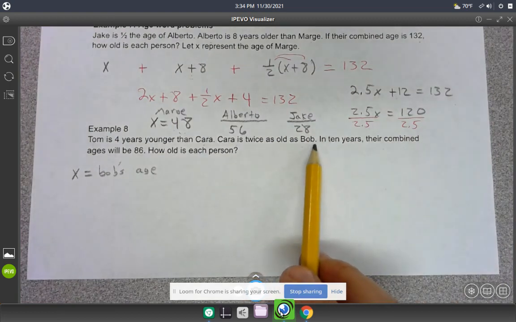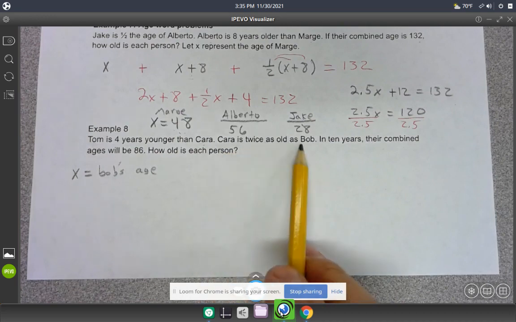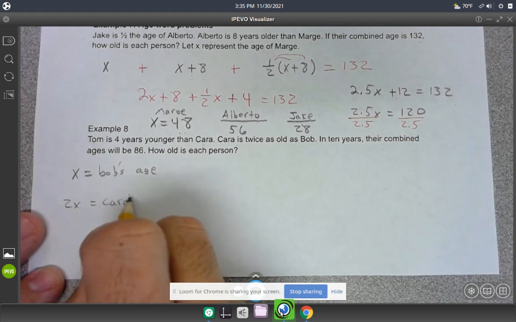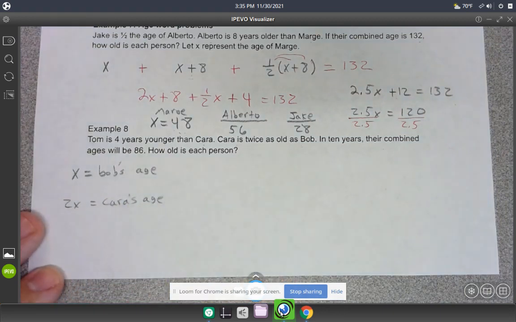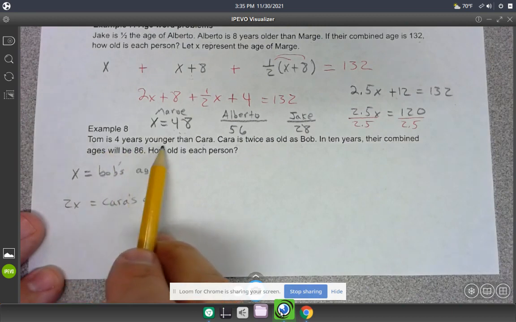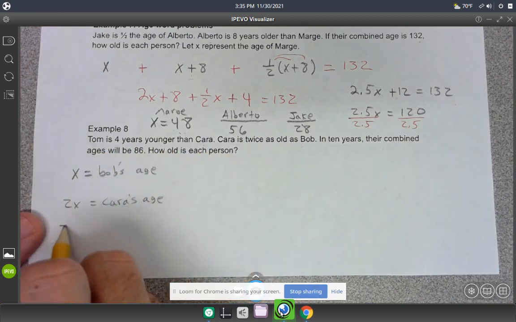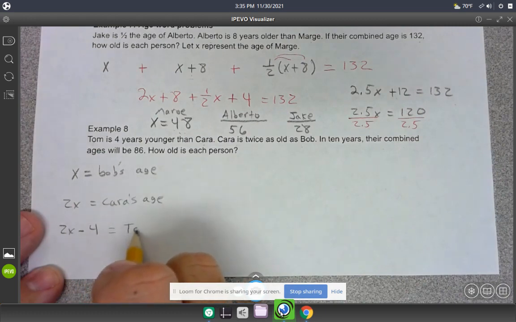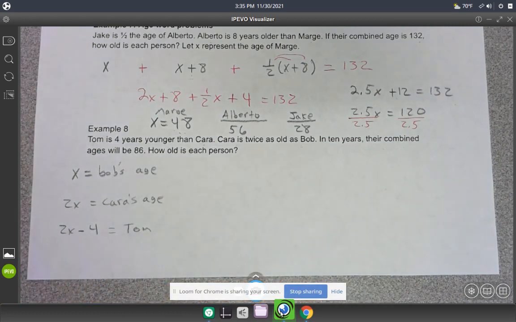x is going to be Bob's age. Kara is twice as old as Bob. So 2x is going to be Kara's age. And then Tom is 4 years younger than Kara. So it's going to be 2x take away 4 because he's 4 years younger than Kara. All right, that's going to represent their ages. Now, in 10 years, all of their ages is going to be 86. But we want to know how old they are right now.